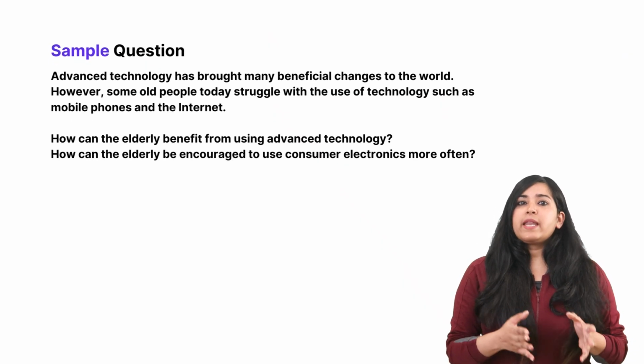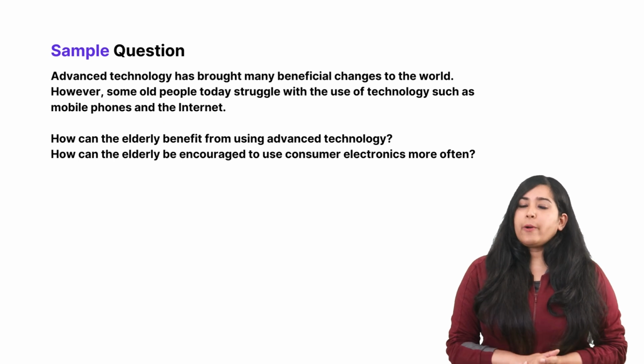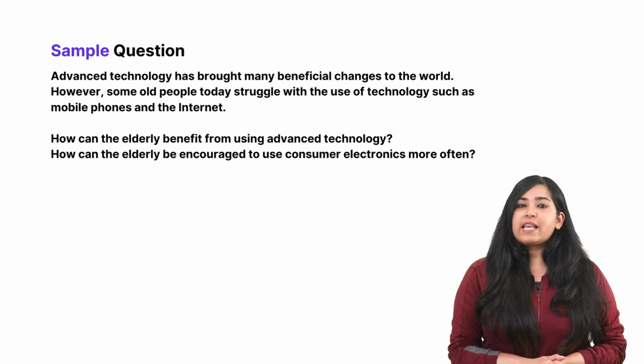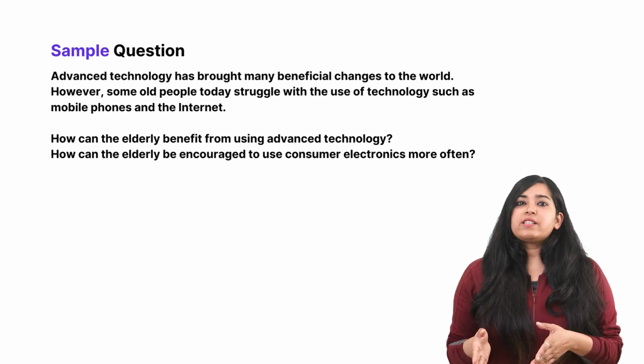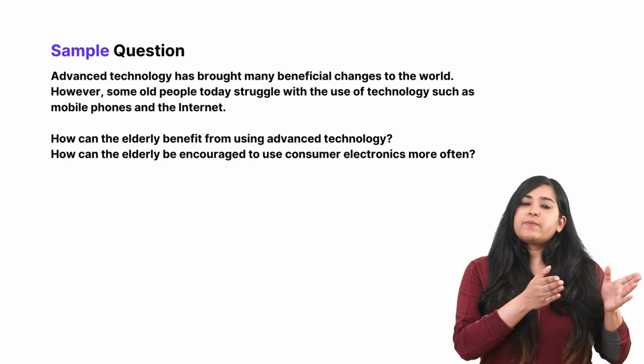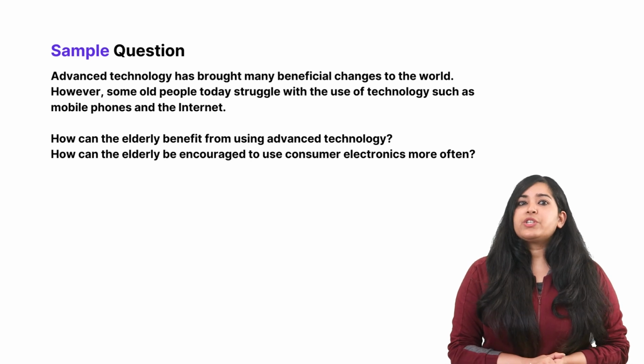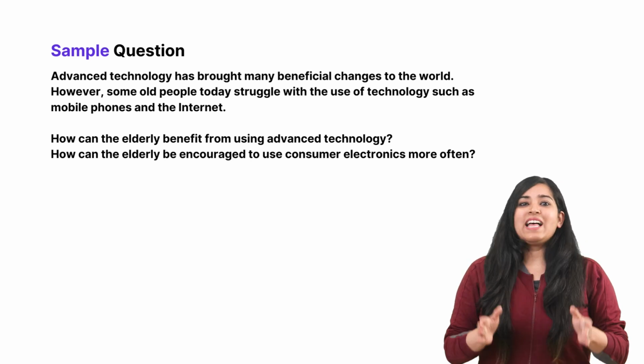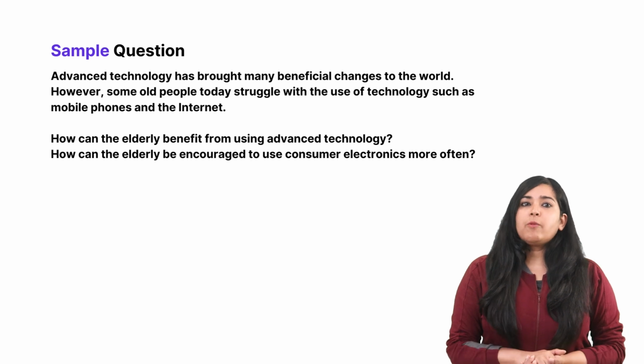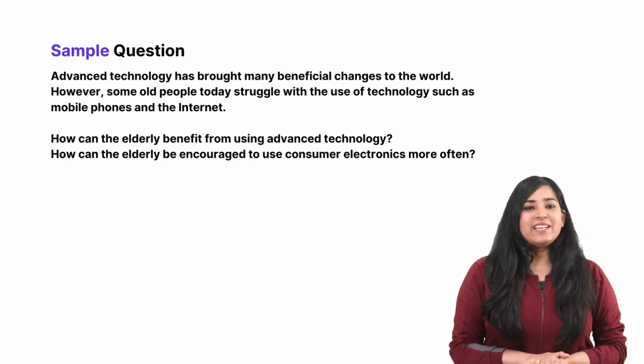To relate to this better, let's look at our question for this lesson. Advanced technology has brought many beneficial changes to the world. However, some old people today struggle with the use of technology such as mobile phones and the internet. How can the elderly benefit from using advanced technology? How can the elderly be encouraged to use consumer electronics more often? Let's analyze this now. I'm also going to underline keywords that stand out to me.